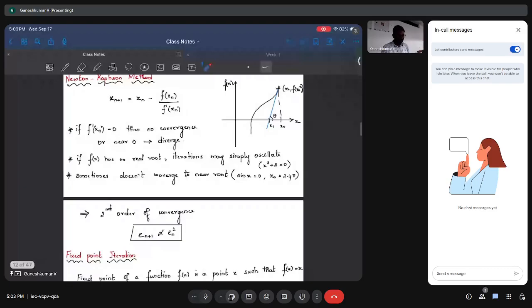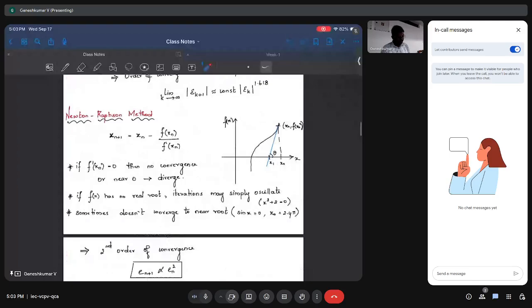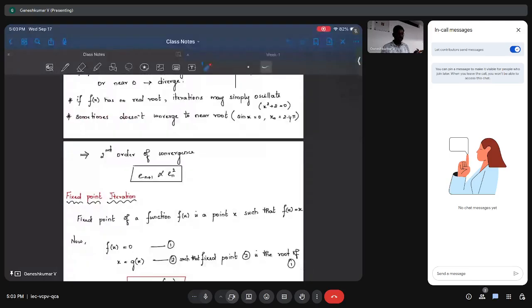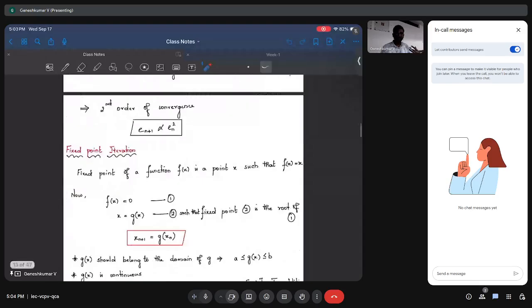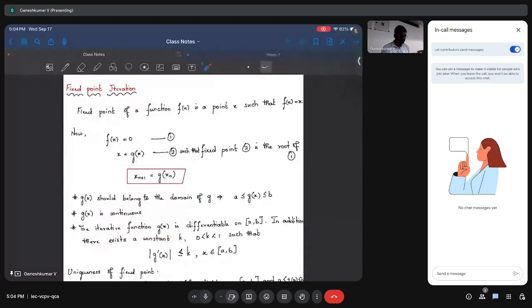That's it. And the next one is fixed point iteration, where the fixed point of some other function is actually the root of the function f of x. So f of x equal to 0, whose root we need to find out, is actually a fixed point of g of x. So you have to select a g of x, find its fixed point, and use it as a root. Okay, so g of x should map the domain between a and b into itself.